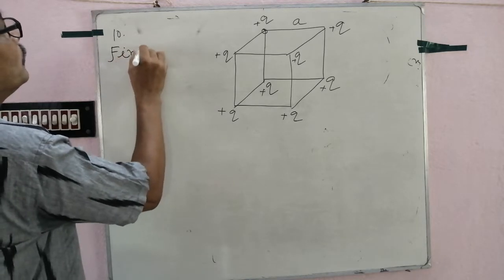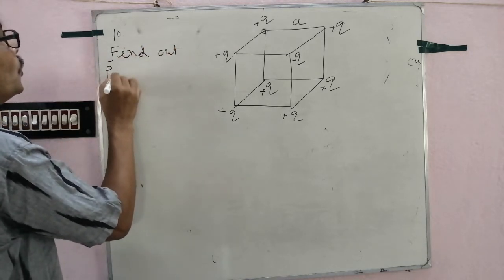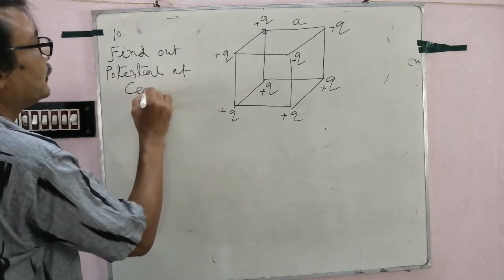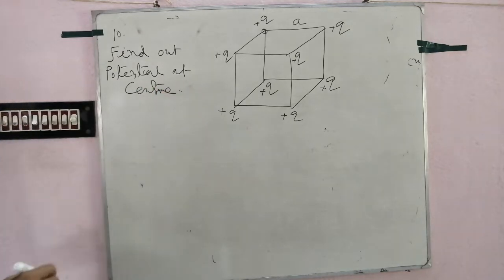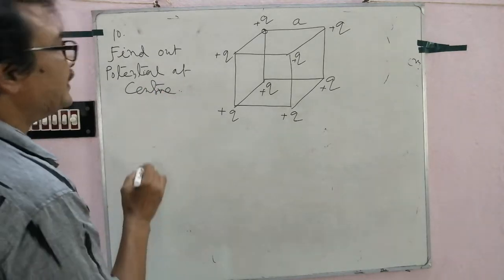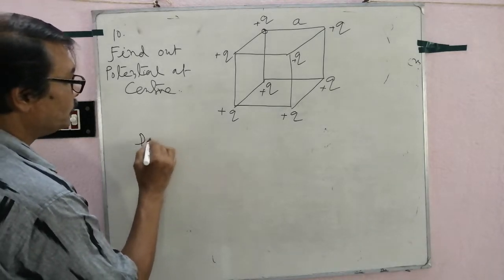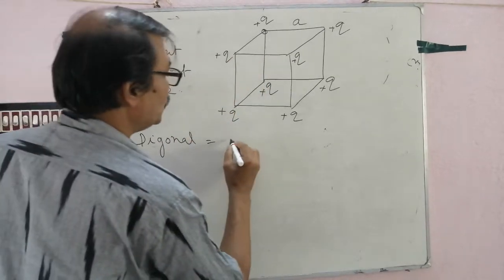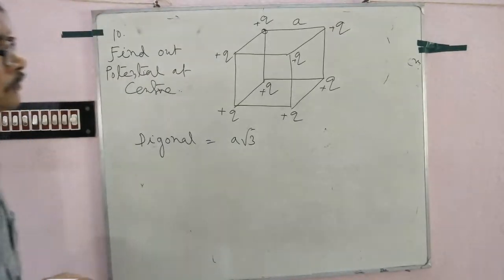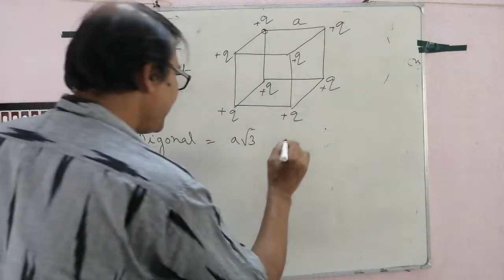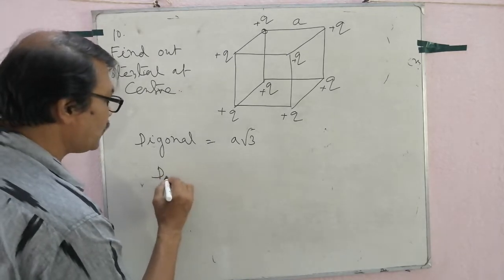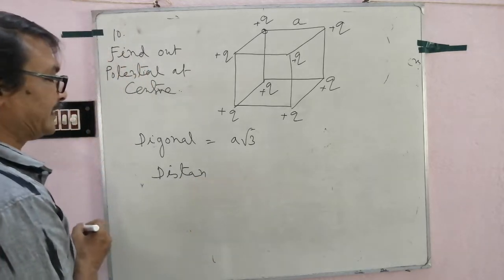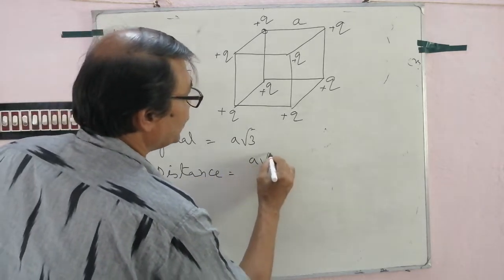Find out potential at center. Clear? Find out potential at center. Follow the diagonal of the cube a root 3. So for every corner of the cube, the distance of the center is equal to a root 3 by 2.